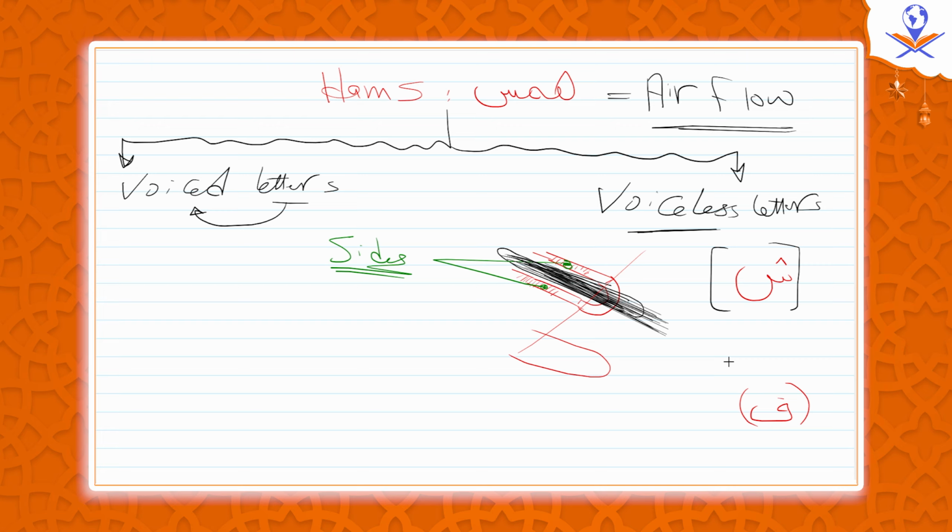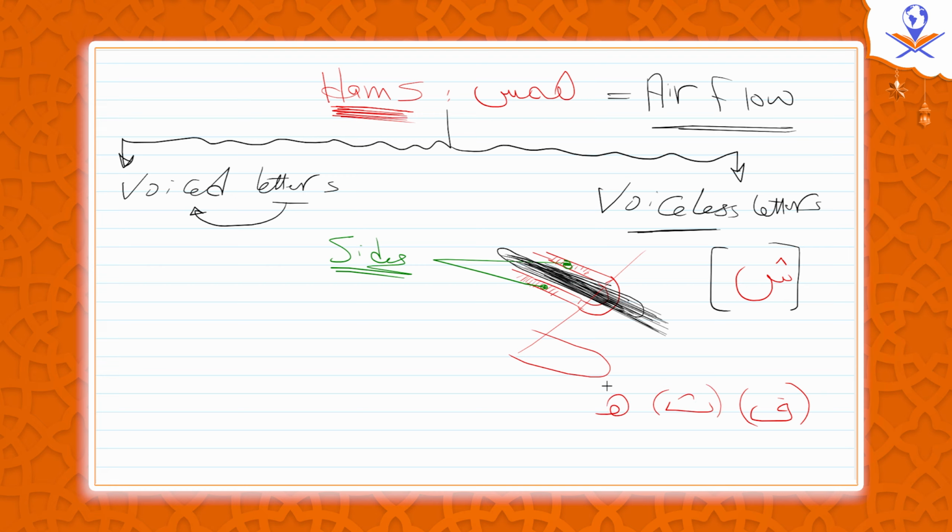Fa needs the airflow because fa is a voiceless letter, and it takes its voice not from its makhraj, but from the airflow. This airflow in tajweed is named hams. So the letter is very weak. It takes its voice from the airflow, like fa, like tha, like ha, and so on.